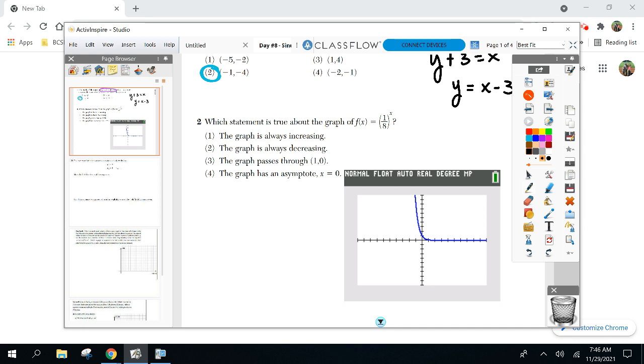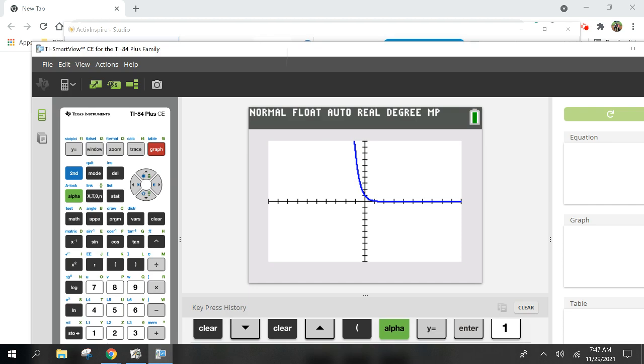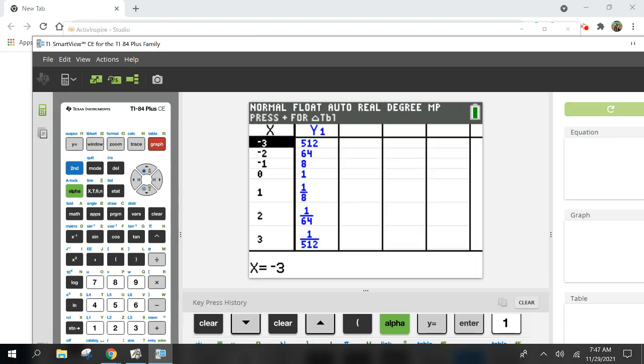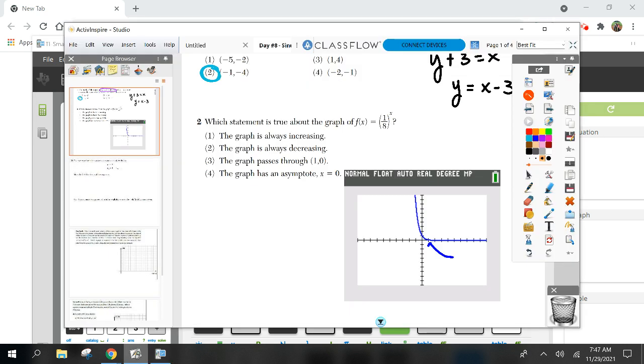Graph passes through 1, 0. Where's 1, 0? Right there. I don't know. I'm not confident, though. I'd like to actually see if it goes through 1, 0. Where else can I go in my calculator to see if 1, 0 is a point on the graph? Go back to your table. Let's see. Is 1, 0 a point? Go back to my table, second table. 1, 0, is that a point? No, 1, 1/8 is, but not 1, 0. So that does not go through 1, 0.